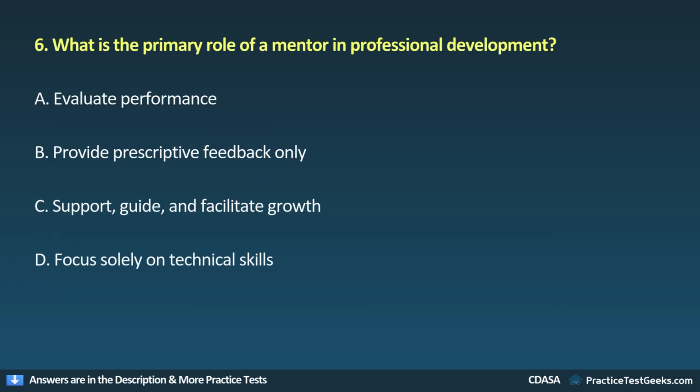6. What is the primary role of a mentor in professional development? A. Evaluate performance. B. Provide prescriptive feedback only. C. Support, guide, and facilitate growth. D. Focus solely on technical skills.